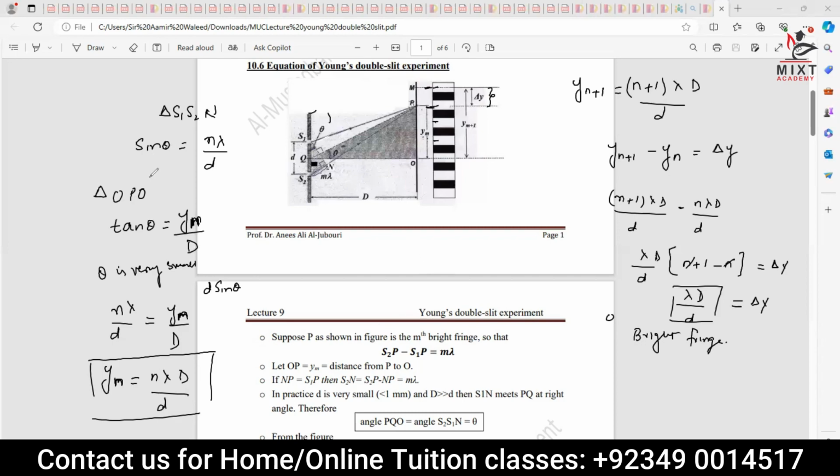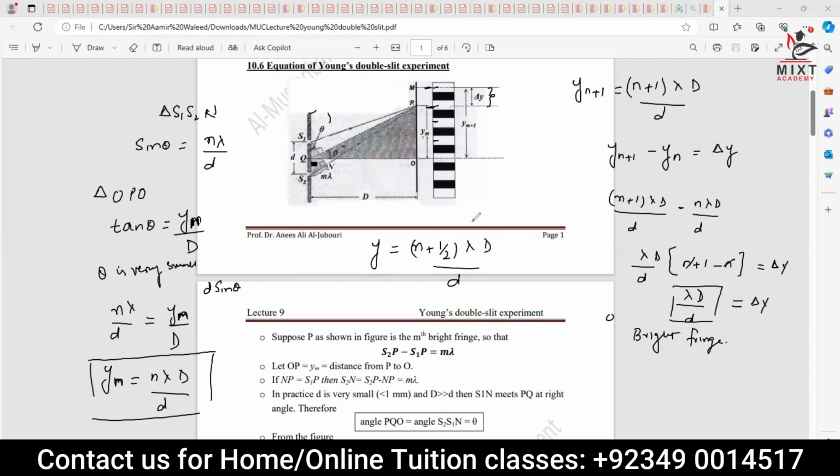Let's check it out. We already have the formula yn, right? Now, if it's destructive interference, instead of n, what shall I put here? Mahnur, instead of n? N plus 1 by 2. And that will be lambda D upon small d. That is for the destructive interference, or you can say for the dark fringe, right?